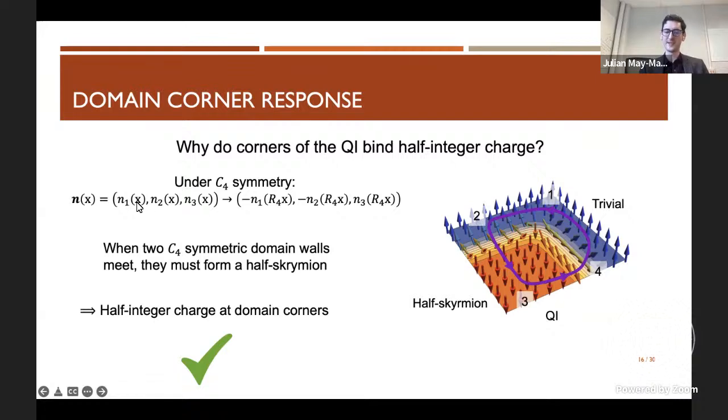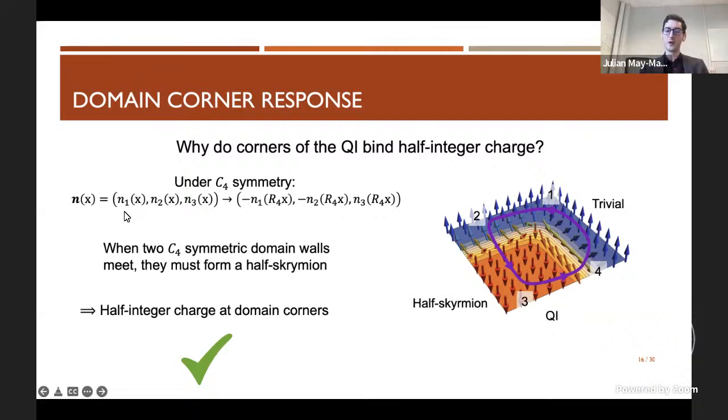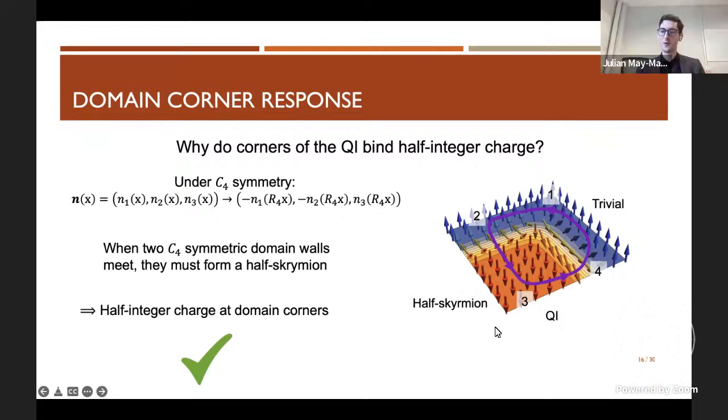changing spatial index. Sorry, can you see my mouse on the screen? Yeah. So look, we're changing the spatial index as well. So we're mapping a vector field at one point to a vector field at a different point. So for example, we're mapping this arrow, which would maybe be (0, 1, 0), onto this point, which is (0, -1, 0). So because of that, if we wind in one direction going around the sphere, we have to wind in the opposite direction when we come back. And that necessitates the existence of a half skyrmion. I see.